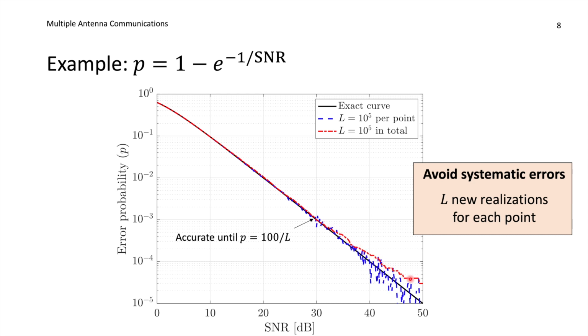And this might give the feeling that you have a rather good estimate of the curve, even if it is bouncing a bit up and down, but actually it is deviating here. And this is deceiving. One should always generate L new independent realizations for each point of a curve that you are generating using the Monte Carlo method.